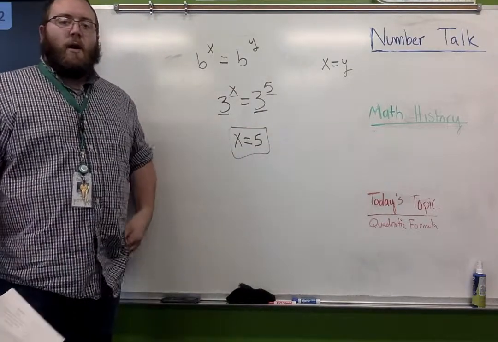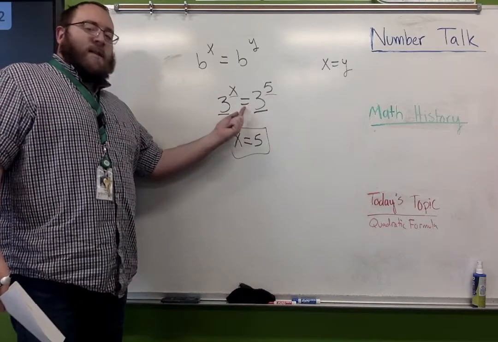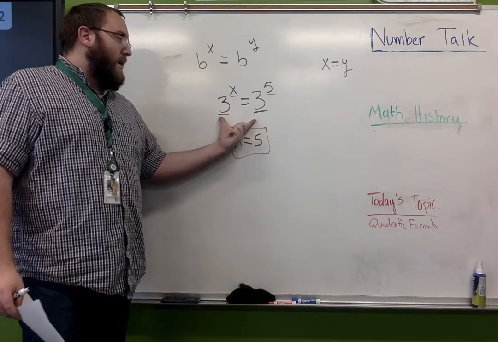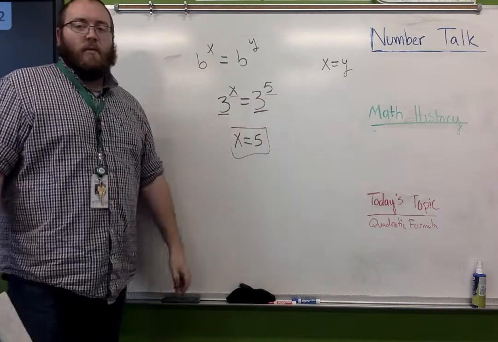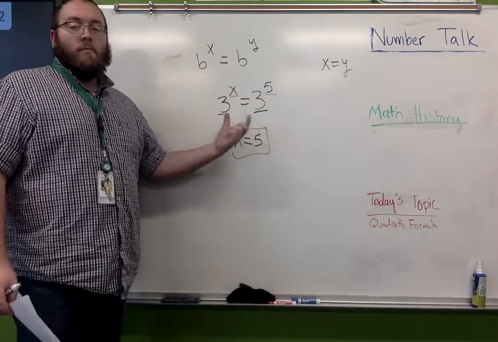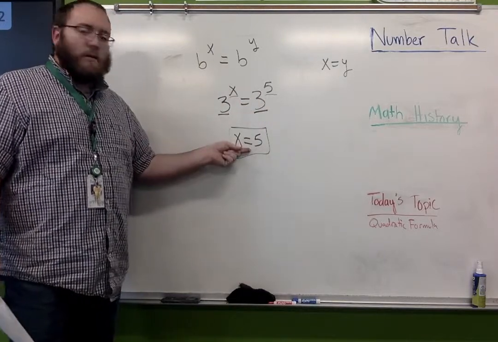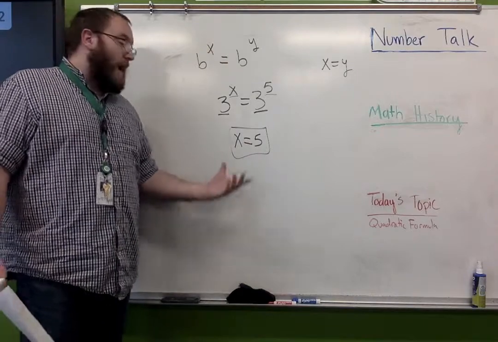All right, so property of equality. If there's an equal sign, everything about it has to be equal. The base has to be equal, and the exponents have to be equal. Well, the base is already equal. We're good. So the exponents have to be equal, and we just set them equal to each other. And it so happened we didn't have to do anything else.